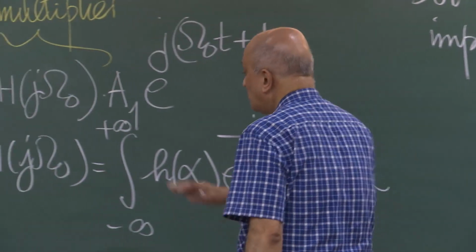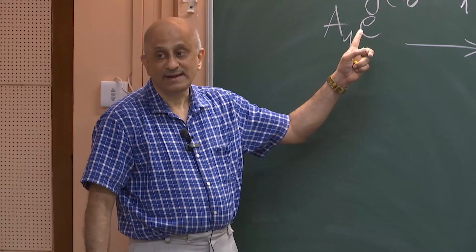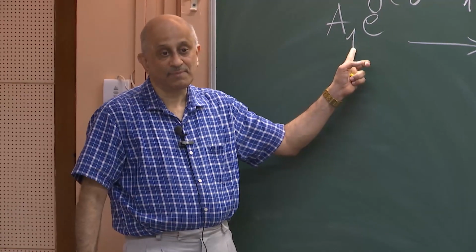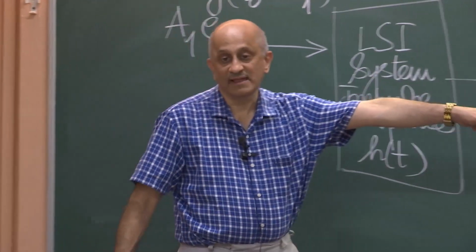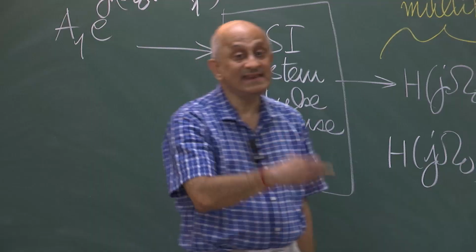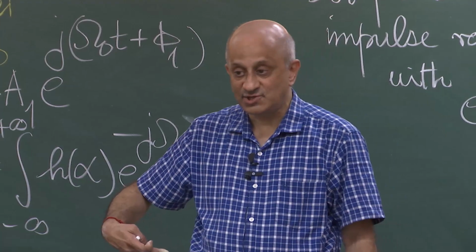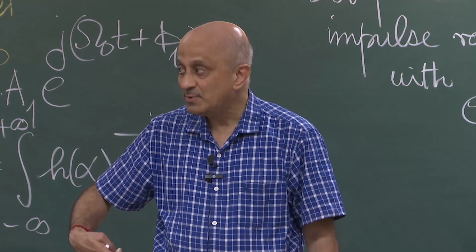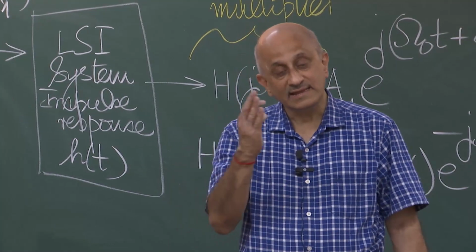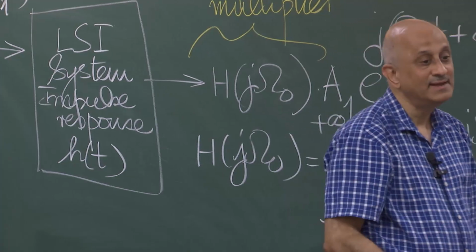And in fact, now you can visualize the following. Suppose I can think of my input as a linear combination of several such complex exponentials. Then each of such complex exponentials will produce a complex exponential of the same angular frequency, but modified in this manner. And the system is linear. So, if I take a linear combination of many complex exponentials of different frequencies with appropriate amplitudes and phases, right, then I can get the output by finding out the output to each of these complex exponentials and then combining them in the same way.